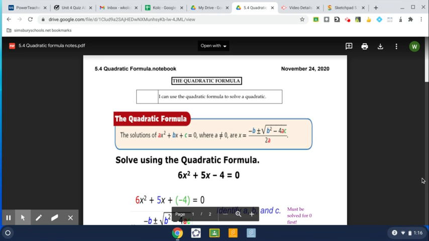Hello students, welcome to section 5.4, Quadratic Formula. So today we will learn how to use the quadratic formula to solve quadratic equations.